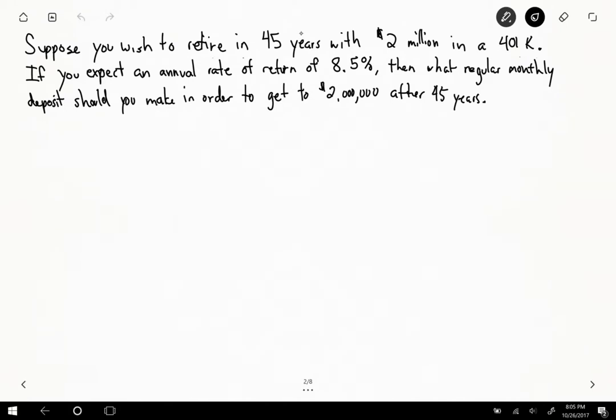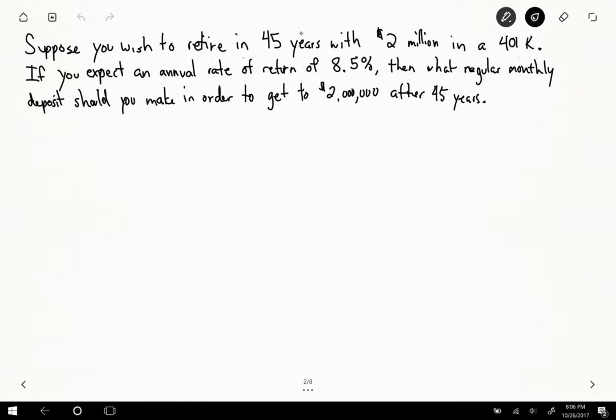Okay, so another one, and talk about investing in loans and how this goes. Suppose you wish to retire in 45 years with $2 million in a 401k. So if you expect an annual rate of return of 8.5%, then what regular monthly deposit should you make in order to get to $2 million after 45 years?